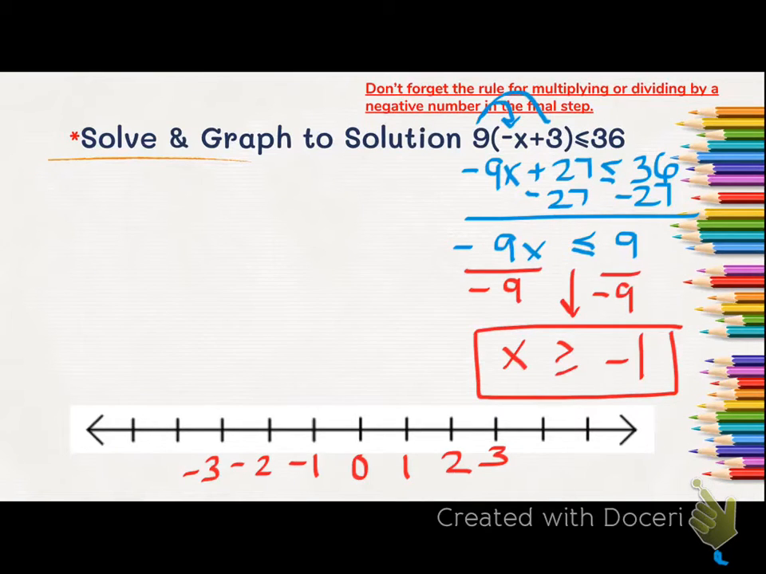And we're going to use a closed circle. Remember these two symbols, we use a closed circle. A closed circle on the number negative 1. And we're going to show numbers that are greater than or equal to negative 1, which are numbers to its right.